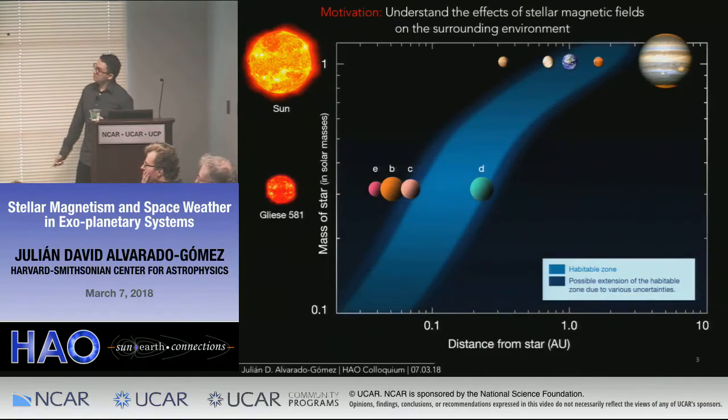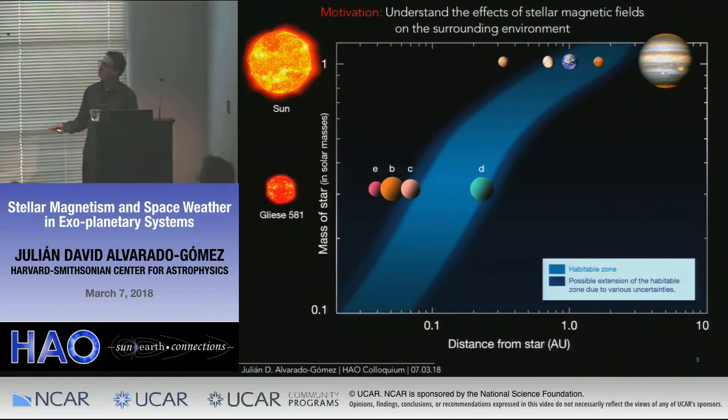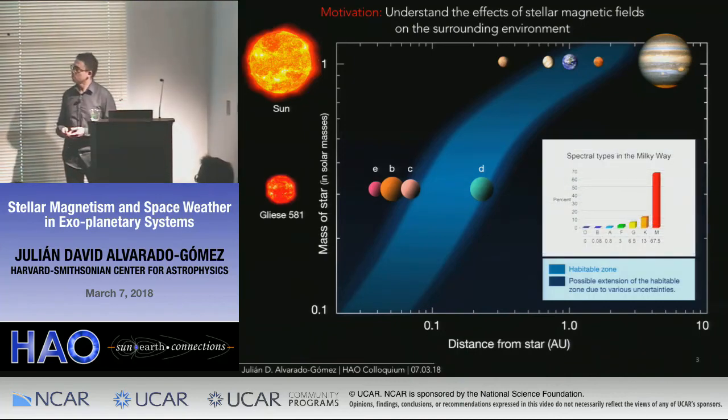There's an extra motivation for this, and it's brought to us by the growing field of exoplanets. In the exoplanetary community, they are extremely keen to study and try to find planets around all sorts of stars. In particular, there's now a big focus on M-dwarfs, and one of the fundamental reasons is because those stars are extremely common in the galaxy.